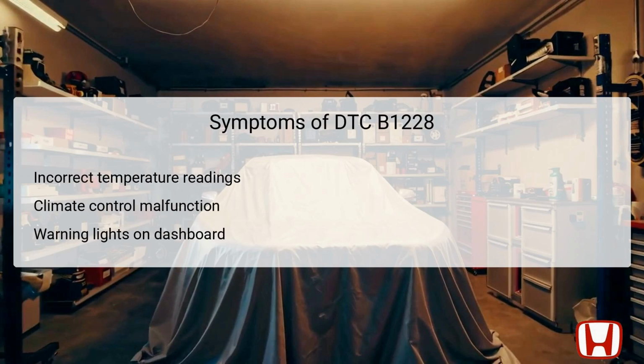When DTC B1228 is present, several symptoms may become apparent. One of the most common manifestations is incorrect temperature readings displayed on the climate control unit, which can cause confusion for the driver and passengers regarding cabin conditions. Additionally, a malfunctioning climate control system may lead to subpar heating or cooling performance, making it uncomfortable for occupants. This may arise from the climate control unit receiving erroneous data from the outside air temperature sensor.